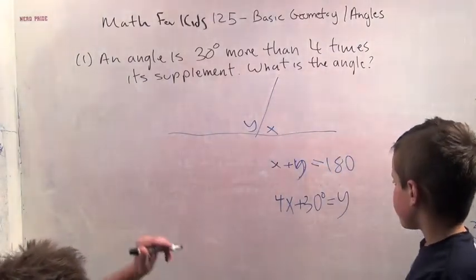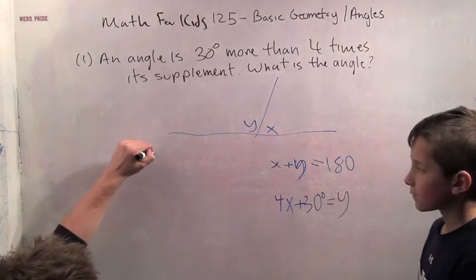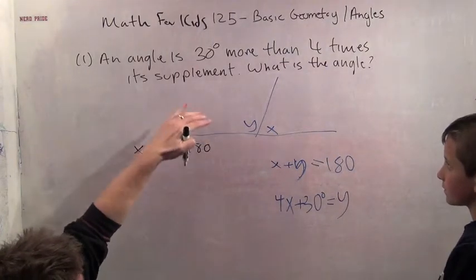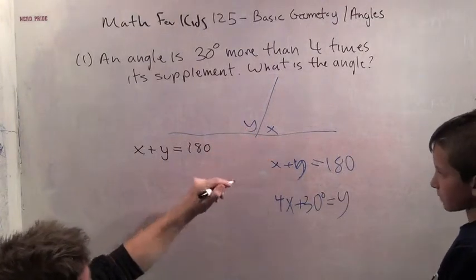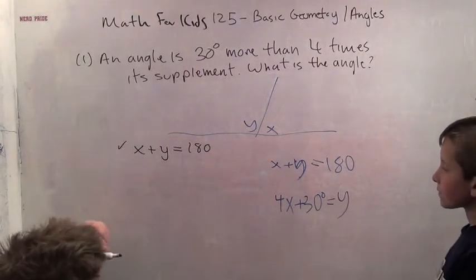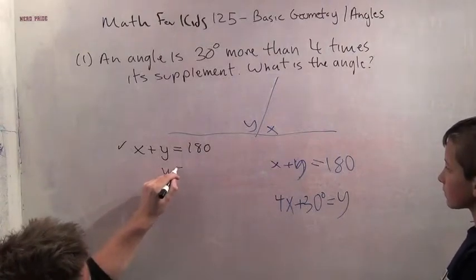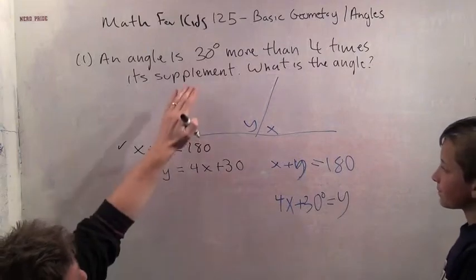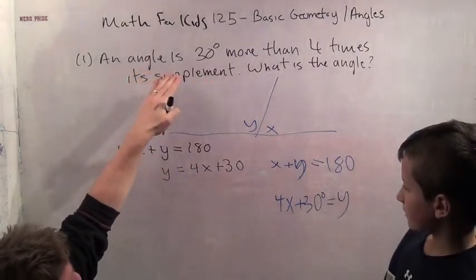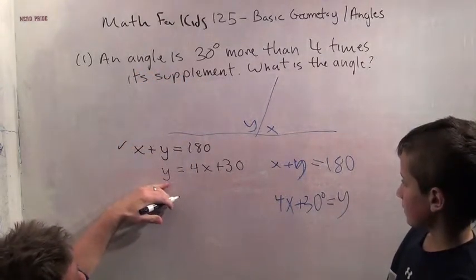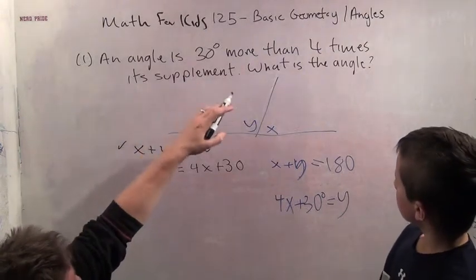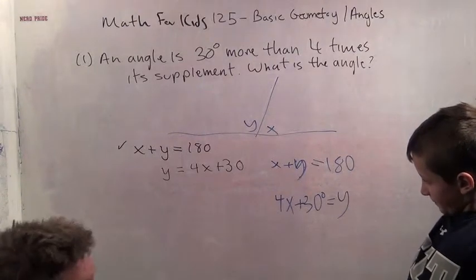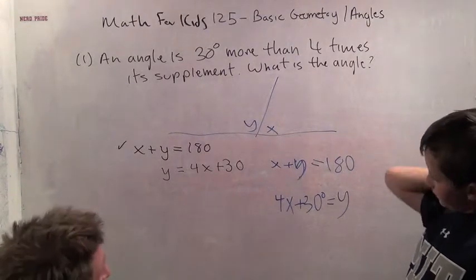Okay, so I'm going to write these two equations over here. X plus Y equals 180. That came from the fact that we had two angles that were supplements of each other, right? So that's good. And we also have an equation that says Y equals 4x plus 30. And that came from the problem that said an angle, and we're going to say that's angle Y, is 30 degrees more than 4 times its supplement. So Y equals 4x plus 30. Okay, awesome. How do you want to solve these equations?